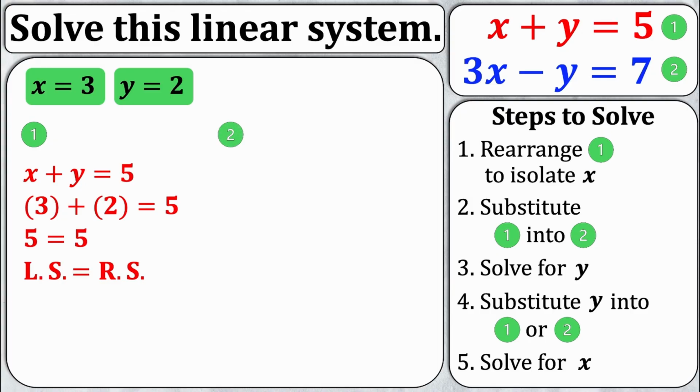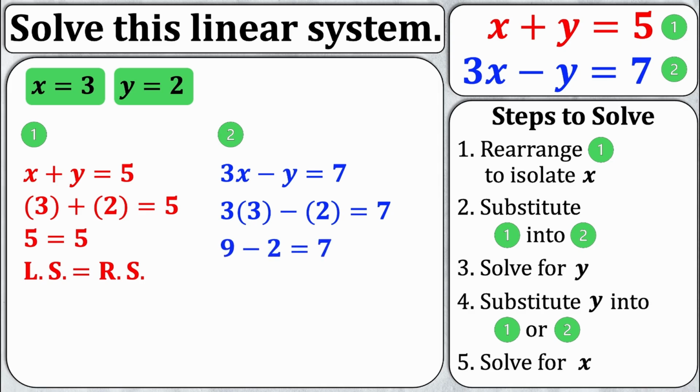Let's take a look at equation number 2, which is 3x minus y equals 7. Now, if I substitute in my x and y values, then I get 3 times 3 minus 2 equals 7. If I simplify this, I get 9 minus 2 equals 7. Now 9 minus 2 is 7, so 7 equals 7, and therefore my left side equals my right side, and I've officially proven that x equals 3 and y equals 2 is the solution to this linear system.